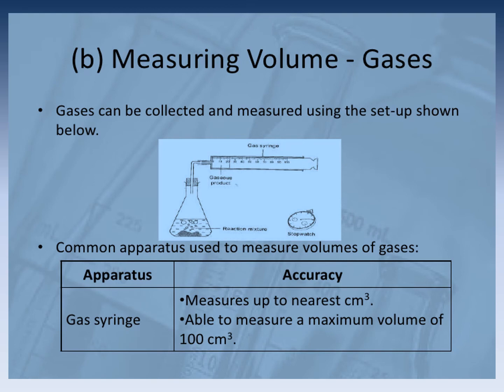Measuring volume of gases. Gases can be collected and measured using the setup shown below. This is the diagram which is used for measuring the volume of gases. The common apparatus used to measure volume of gases is the gas syringe, which measures up to the nearest centimeter cube and is able to measure a maximum volume of 100 centimeter cube. So we can say over here that volumes can also be measured using syringes.